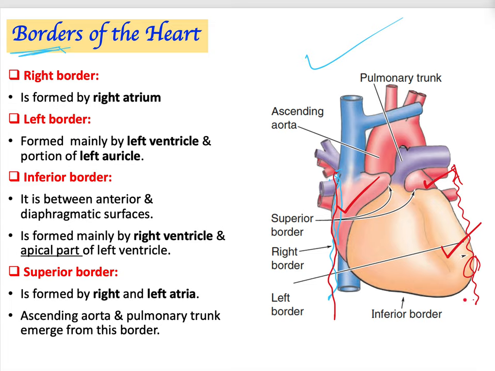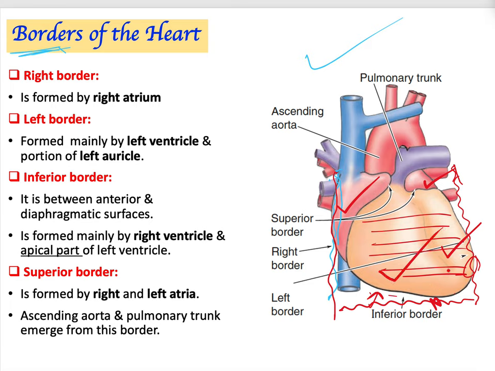And the inferior border, if you see, this is the inferior border, which is between, if you remember, the anterior surface of the heart and the diaphragmatic surface. Anyway, it's formed mainly by the right ventricle and the apex, or apical part of the left ventricle, because this is the right ventricle and this is the left ventricle. Of course, the left ventricle is located more to the back, right? Don't say, oh, this is just a small left ventricle. No, because I mentioned that the right ventricle is anterior to the left ventricle.